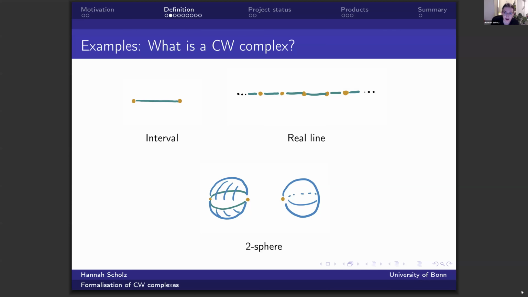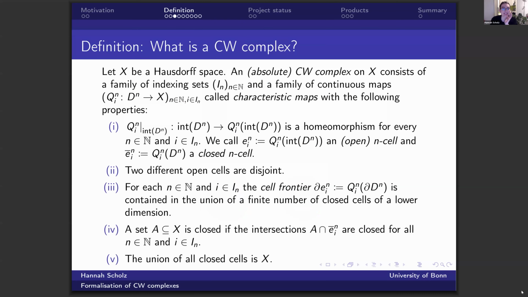Now the actual math, and this looks like a lot, but don't be scared, I'll go through this. You start out with a Hausdorff space X, and you can say that an absolute CW complex on X consists of a family of indexing sets, I_n, indexed by the natural numbers, and a family of continuous maps, Q_{i,n}, going from D^n, which here is the closed n-disk, to X, and that is indexed again by the natural numbers and the indexing sets.